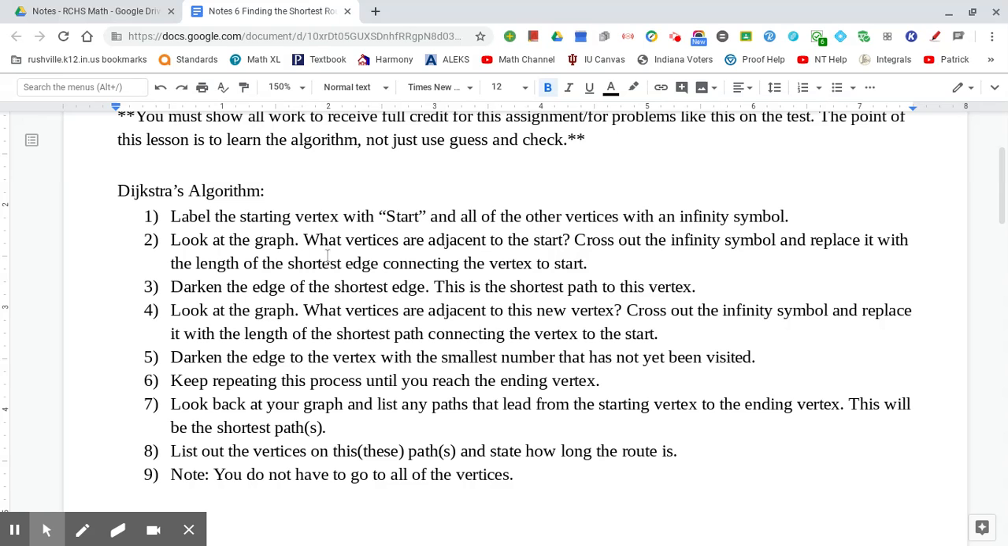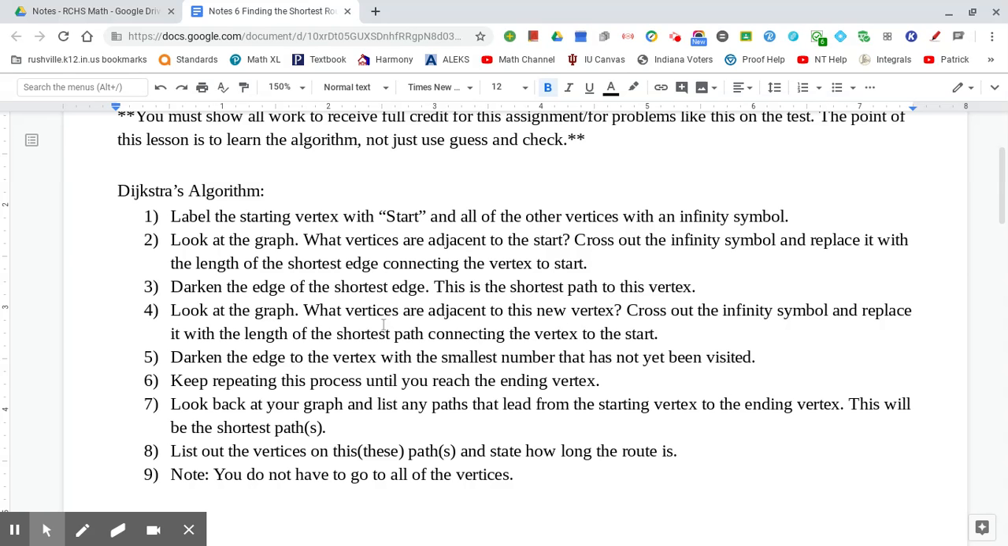And then you're going to look at your graph and figure out what vertices are adjacent to the start. Then you're going to list the distance. Most likely this is going to represent distance, but I guess it could also represent cost or time or something else, but these are weighted graphs. So you're going to list the weight to go from the start to that next vertex. You're going to cross out the infinity symbol and write in what that number is. Then you're going to darken the edge that represents the smallest weight.